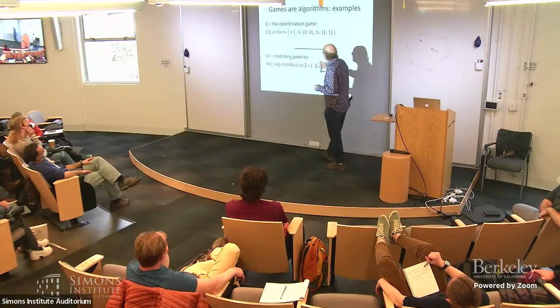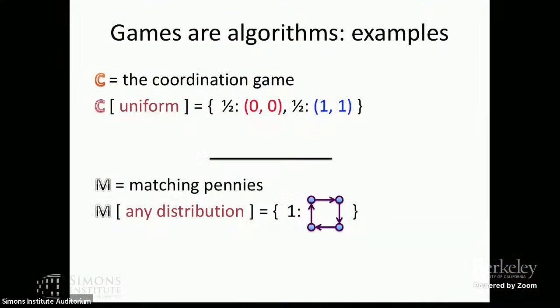If C is a coordination game, then the coordination game is a function that maps distributions to distributions. If the argument is uniform, the distribution is basically 50% one coordination, 50% the other coordination. Matching pennies: from any distribution, you end up doing this. These are two very simple examples of what I think the semantics of a game should be.